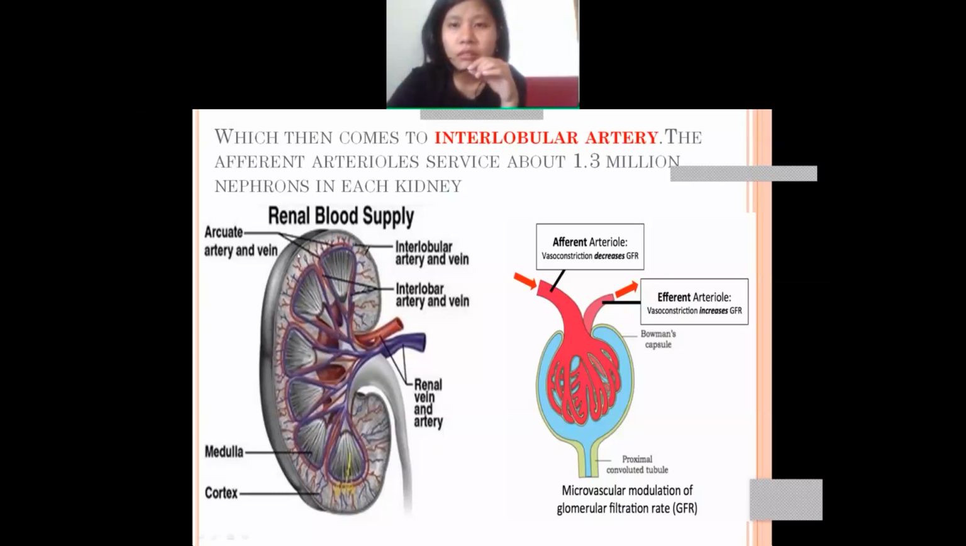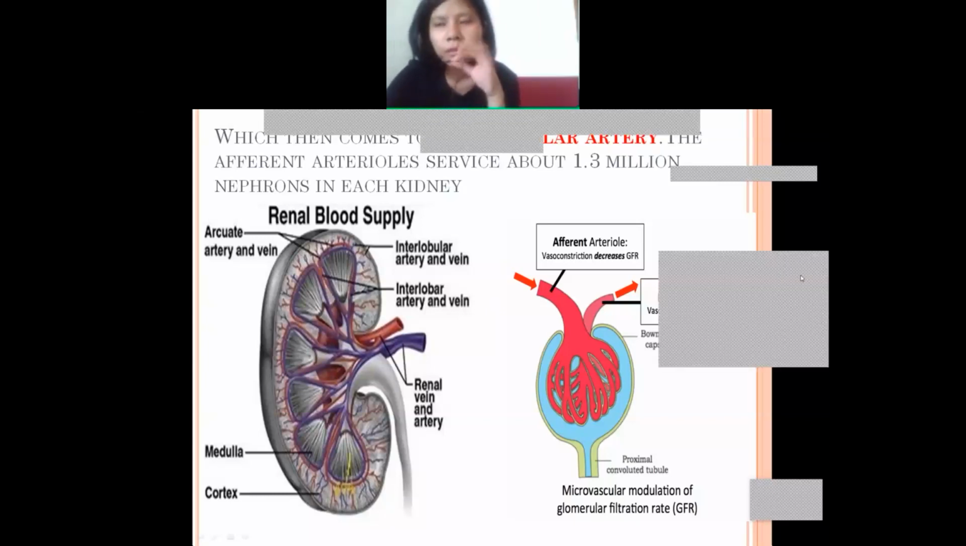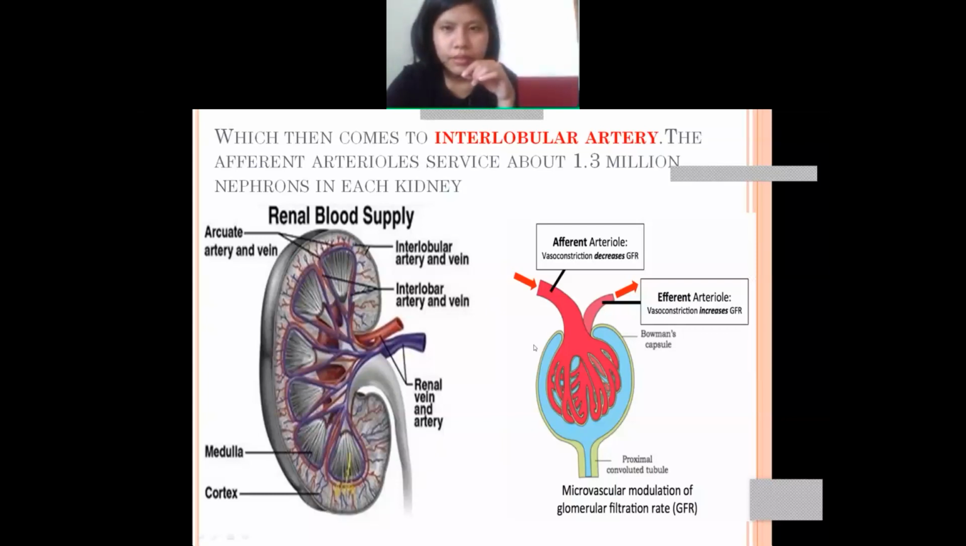The nephrons we have discussed in the previous semester. Where are the nephrons located? In between the cortex and the medulla, right? So after the interlobular arteries, what will happen? The blood will flow towards the afferent arteriole, which you will find in the nephrons. Understand? The blood will pass into about 1.3 million nephrons. Is it clear till here?